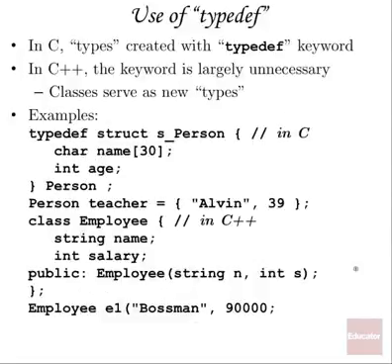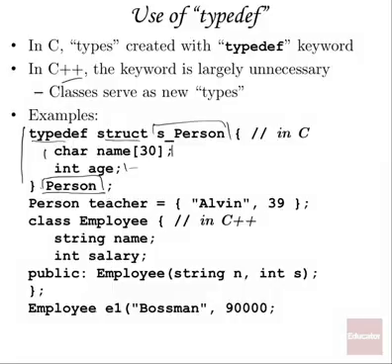Now in C, your types were created with the typedef keyword. In C++, there's not a whole lot of uses for it, because just defining the structure is defining a class, which is defining a type. So this is the way you would do it in C. You'd have typedef, define your structure, and you want to use a different word because you don't want to duplicate the same word, and the compiler won't let you. And you've got a 30-character name and an integer age, for example. And now there's your type. Person, you can now define a teacher. Person, teacher, the variable name, and initialize it to Alvin, and his age is 39.